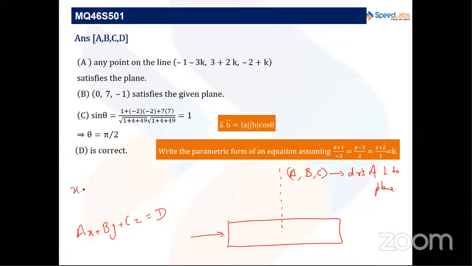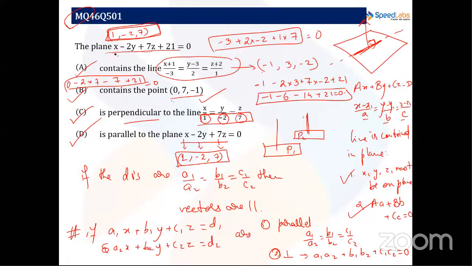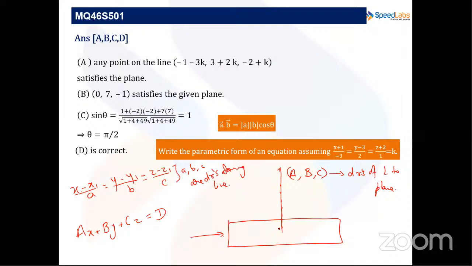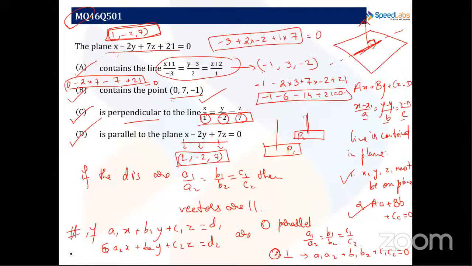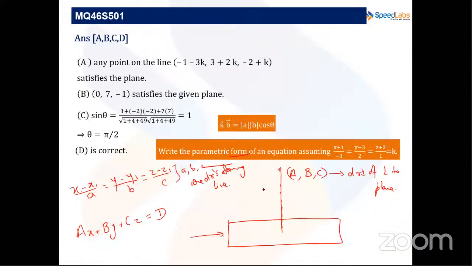And for a line, (x minus x1) upon a equals (y minus y1) upon b equals (z minus z1) upon c. Here, a, b, c are direction ratios along the line. So in this part, 1, minus 2 and 7 are direction ratios of the perpendicular to the plane. And for the line, we can see it has the direction ratios 1, minus 2 and 7. So it is clear that the perpendicular to the plane and the line both have the same direction ratios.